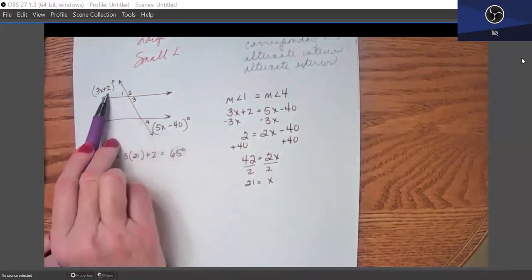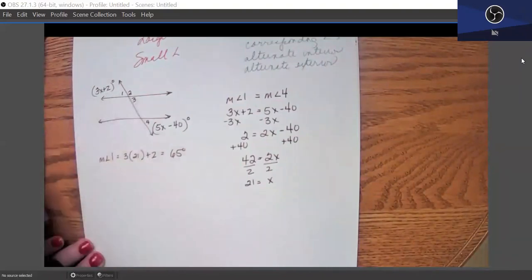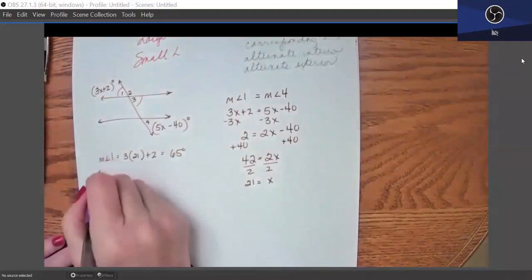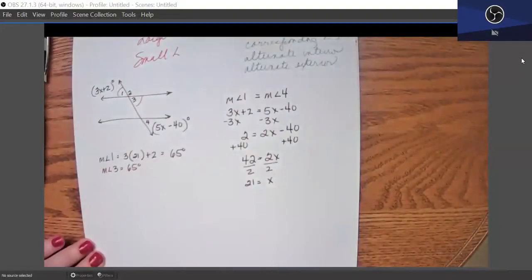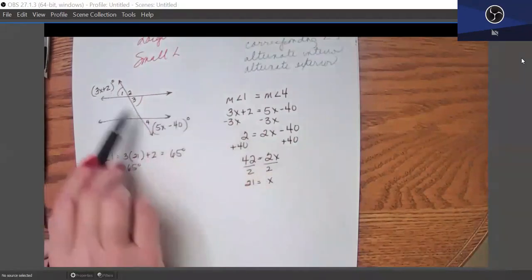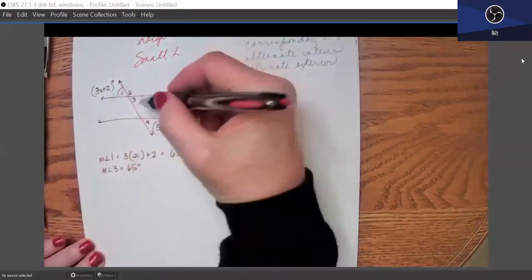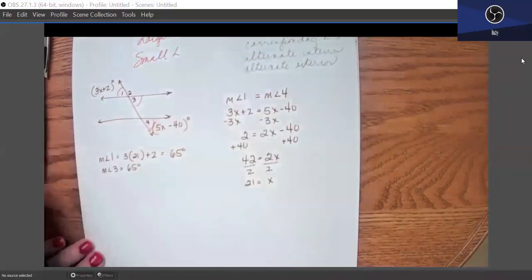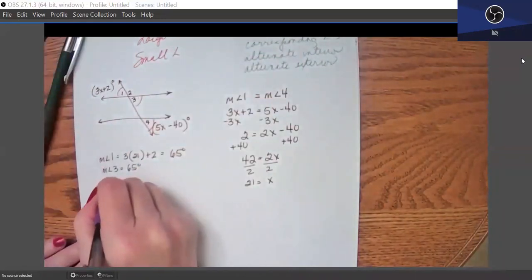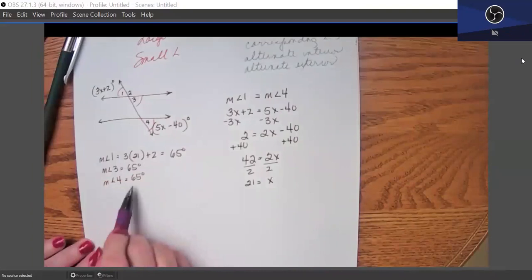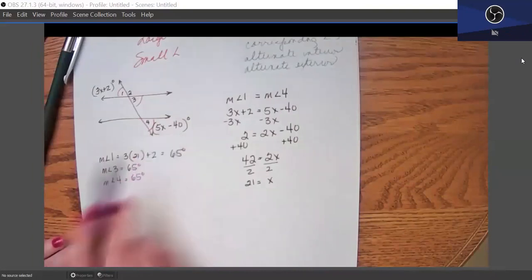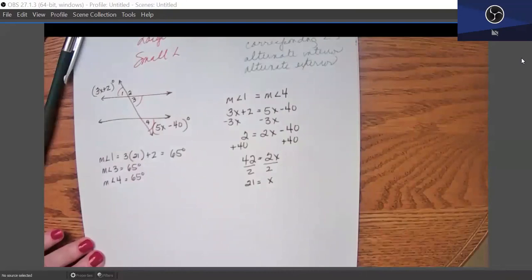Well, if the measure of angle 1 is 65 degrees, because 1 and 3 are vertical, the measure of angle 3 is also going to be 65 degrees. And since 1 and 4 are the same measure, or you can even say since 3 and 4 are the same measure, the measure of angle 4 is also going to be 65 degrees. If we wanted to do a check, we could do 5 times 21 and subtract 40. We would get 65.